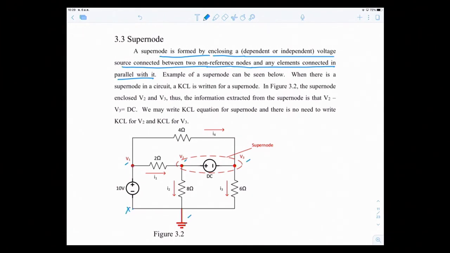But the second voltage source is connected between V2 and V3. V2 is a non-reference node, and V3 is also a non-reference node. Therefore, this is a supernode. A supernode is when we enclose V2 and V3 together like this. So what is so useful about this supernode?